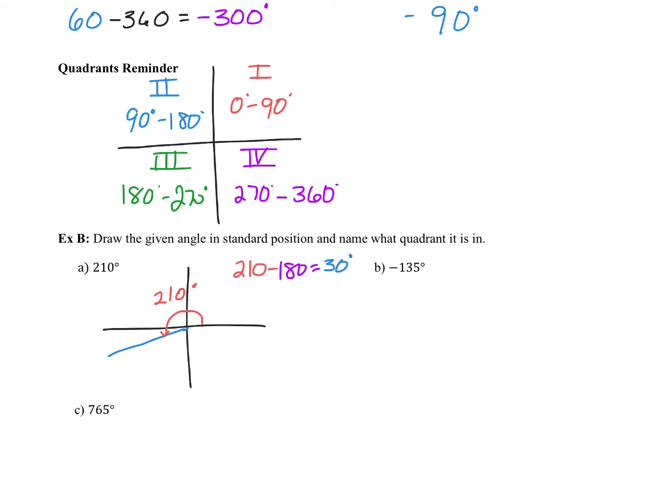Does that make sense? Okay. You could also go from 270 and go backwards from the 270. It's whatever makes sense to you. That's how my brain works. What quadrant did it land in? Great, good. Okay, so we're in quadrant 3. Any questions on that one?